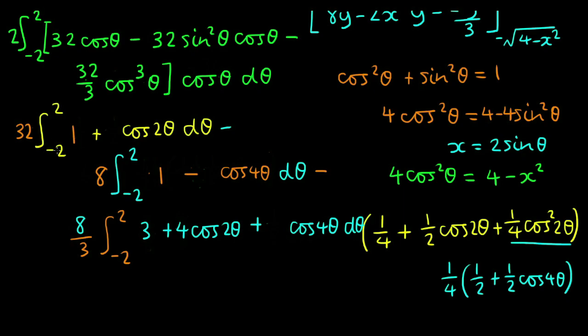And now we need to replace our limits of integration, because we're integrating over theta. So when x is equal to minus 2, we get sine theta is equal to minus 1. So arc sine gives theta is equal to minus pi on 2. And when x equals 2, sine theta is equal to 1. So arc sine gives theta is equal to pi on 2.